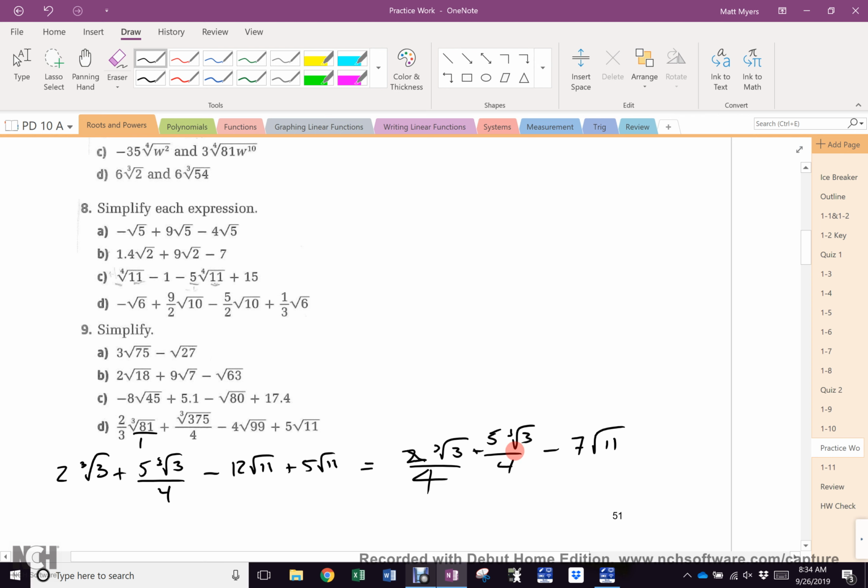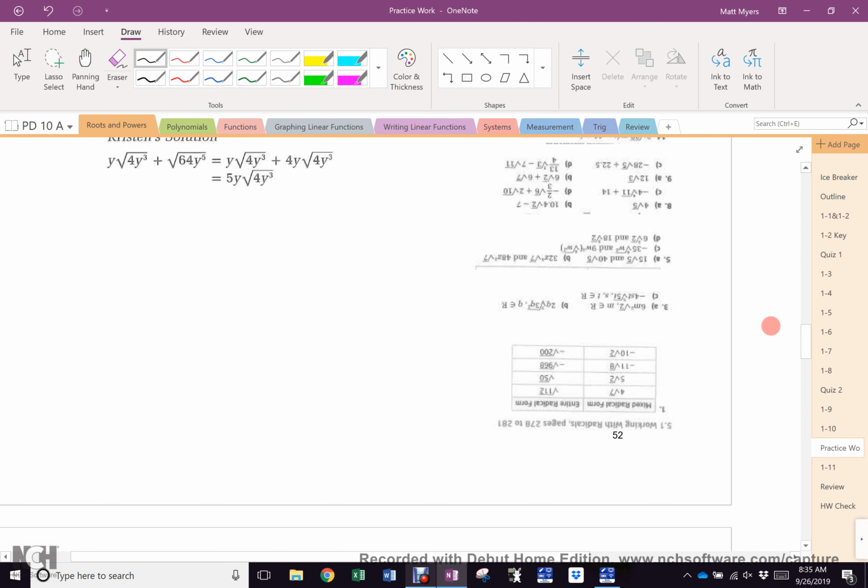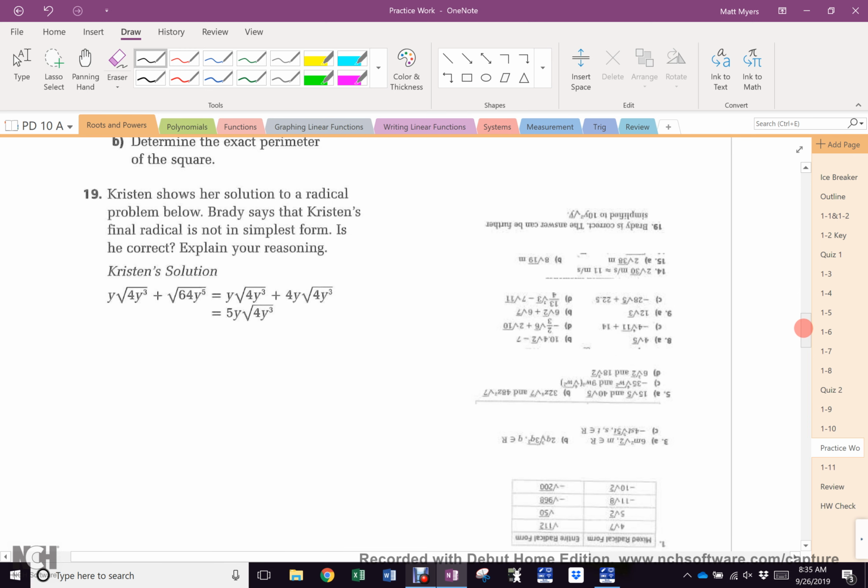So, what are we doing now? I got 8 and I got 5. So what do I got? Wait, so we don't change anything in the math? No, I got 13 root 3 over 4 minus 7 root 11. Now, I don't know what the answer has. It might have 13 fourths. I got to look upside down now like an old man. That was 9D. It does have 13 fourths.